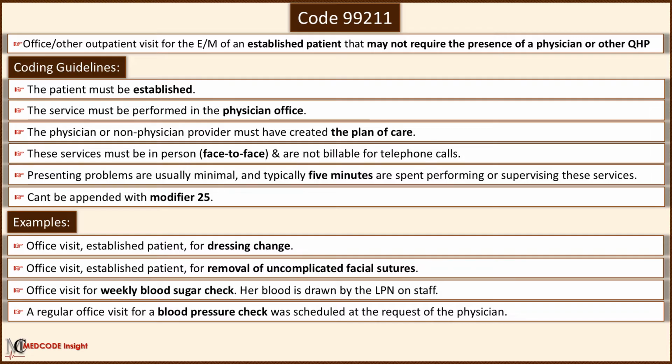Some examples of using code 99211 are office visit of an established patient for dressing change, office visit of an established patient for removal of uncomplicated facial sutures, office visit for weekly blood sugar check, which is drawn by the licensed practical nurse on staff, a regular office visit for blood pressure check, which was scheduled at the request of the physician.